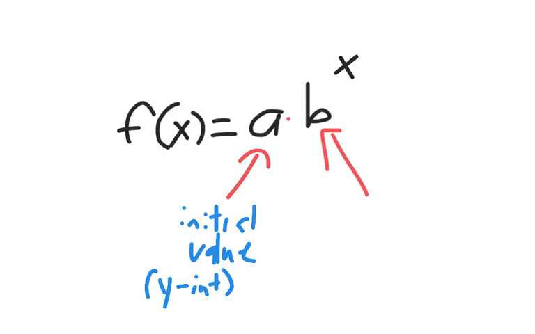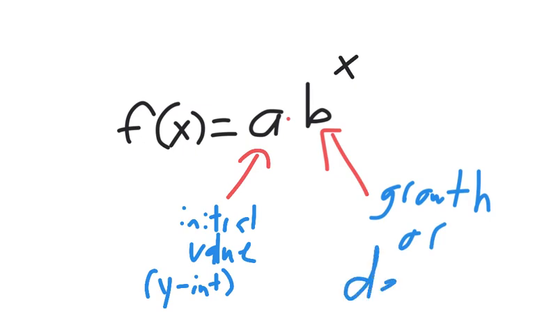And then what does the b represent? It's growth or decay. How do you know which is which? Decay is less than 0. No, yeah, 0 to 1. That's it. So it's decaying if the value is between 0 and 1, so 0 is less than b is less than 1. That makes it decay. And it grows if our b is greater than 1.